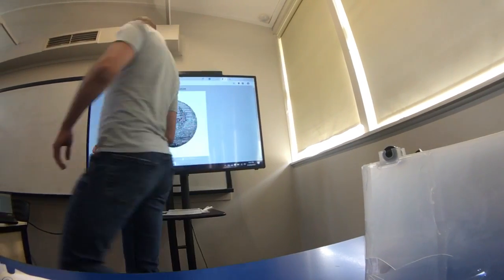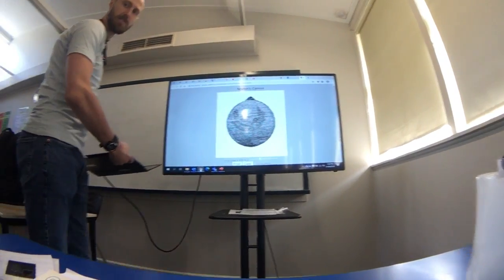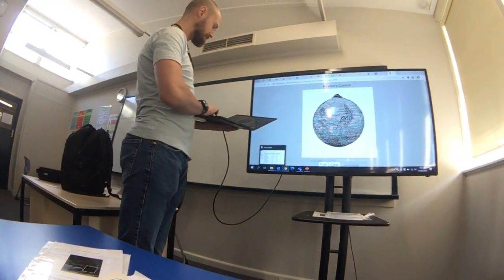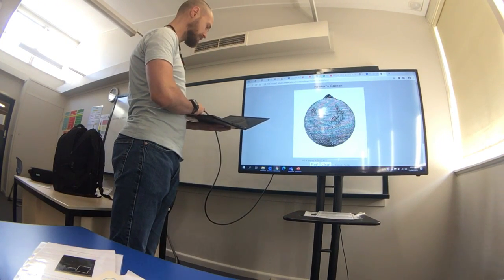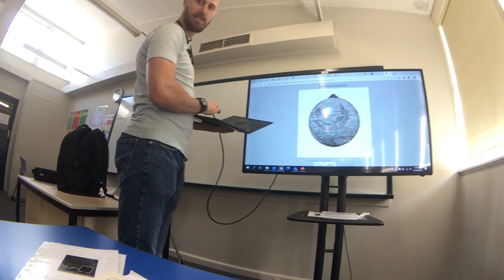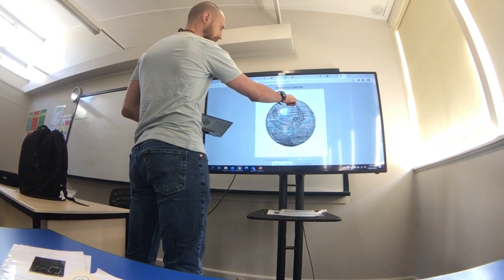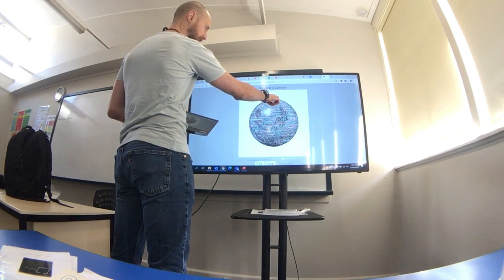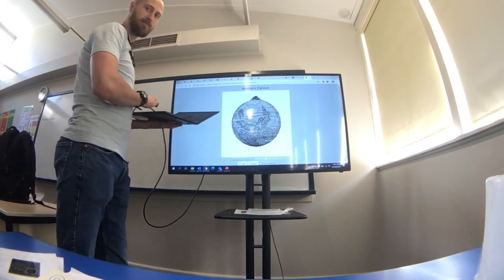So I'm starting out with it moving at 3,000 meters per second, which is a fast cannonball. I fire it, and it lands down there. It does exactly what you'd expect it to. It just goes off, hits the ground. Nothing particularly strange about that.